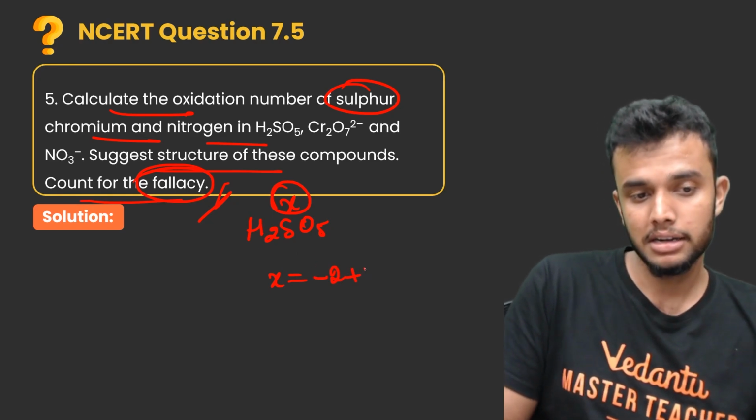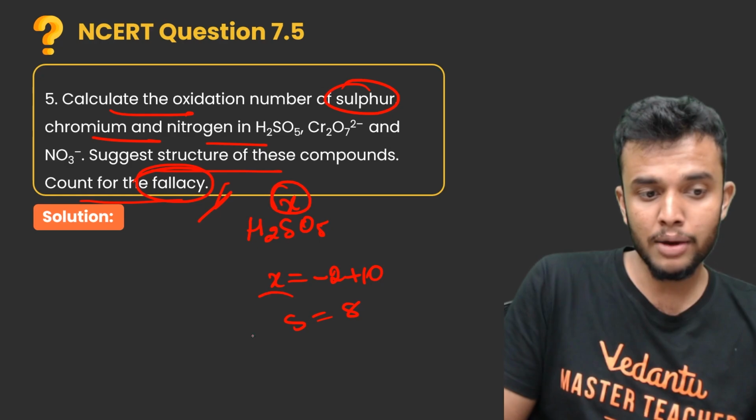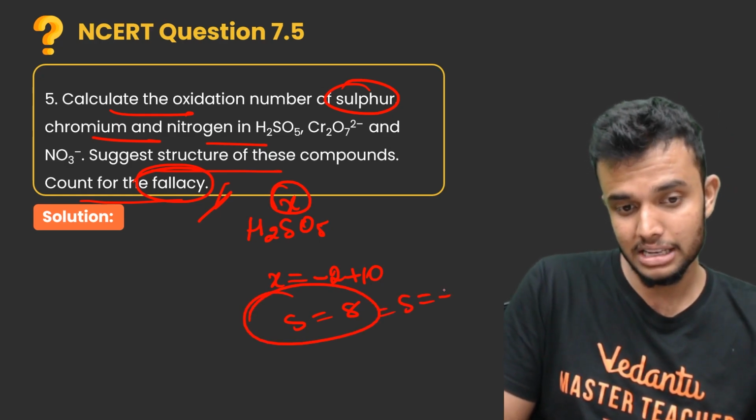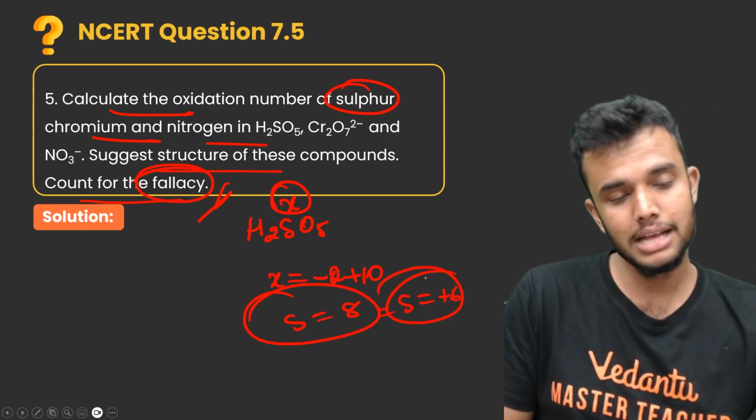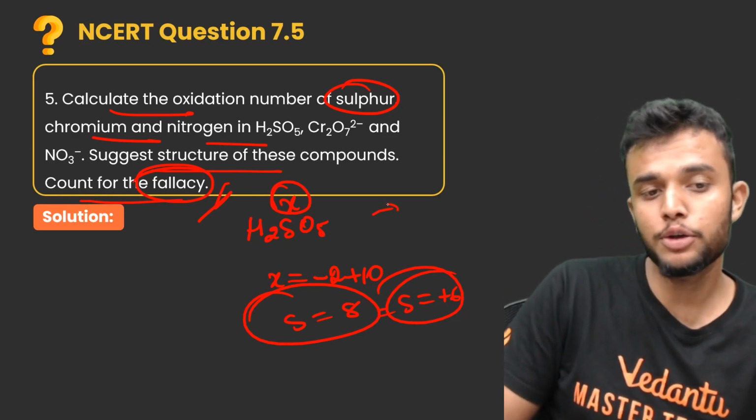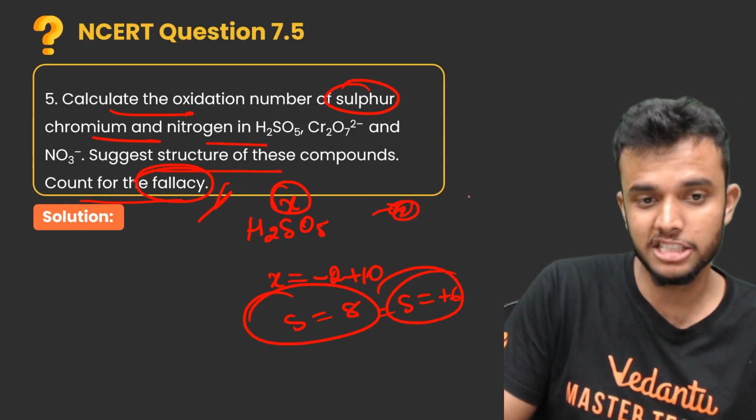-2 plus 10 is nothing but 8. Sulfur valency is never 8. That's why sulfur's oxidation state becomes +6, right, students? Always it is there as a plus. Therefore, here 2 valency is there, students. That's why its structure becomes like this.